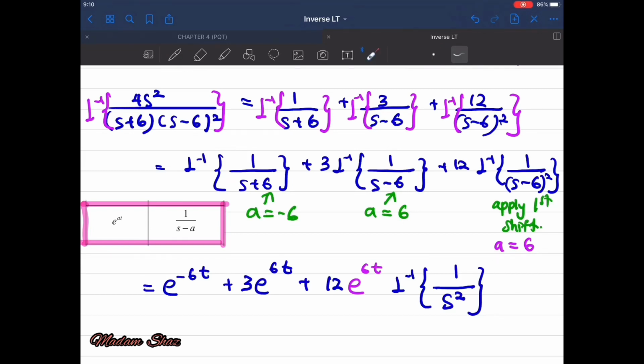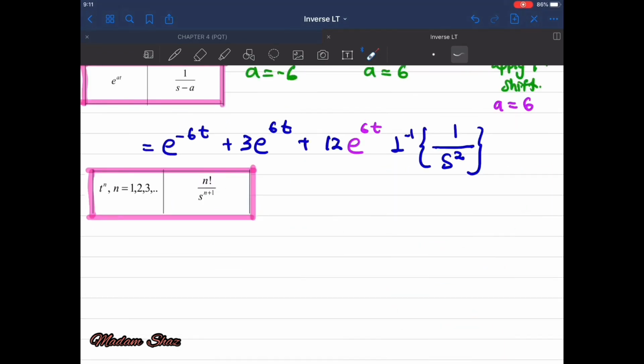From here, we refer to the table of the Laplace transform. Whereby we have s with the power at the bottom side, the suitable one is n factorial over s to the power of n plus 1, whereby the answer will become t to the power of n. From here, we have to determine the value of n. n plus 1 is equal to 2, so therefore n is equal to 1. So write back our answer.